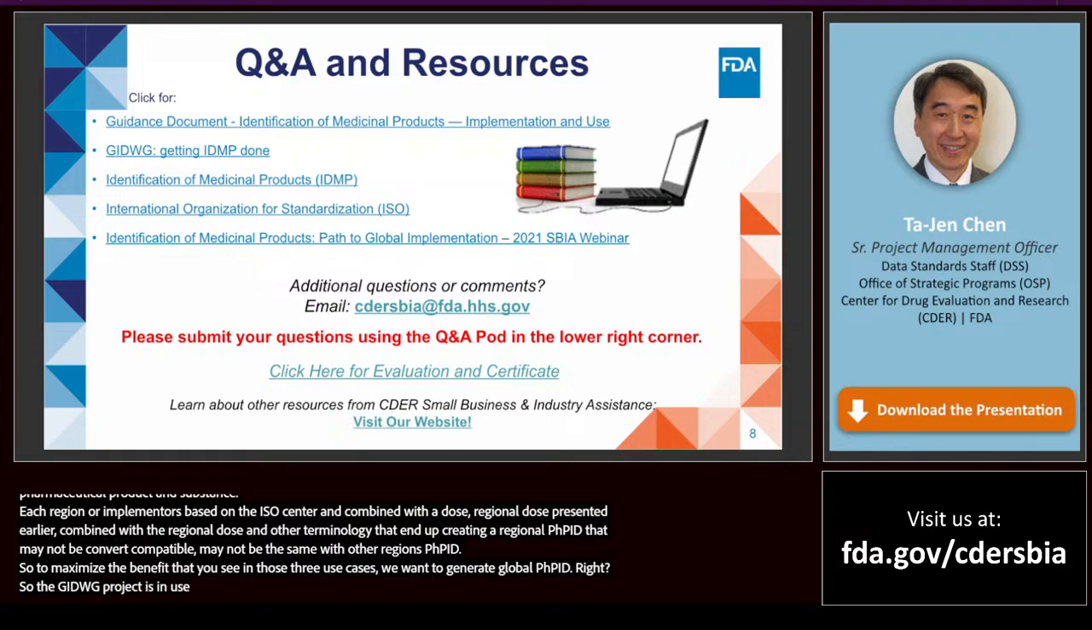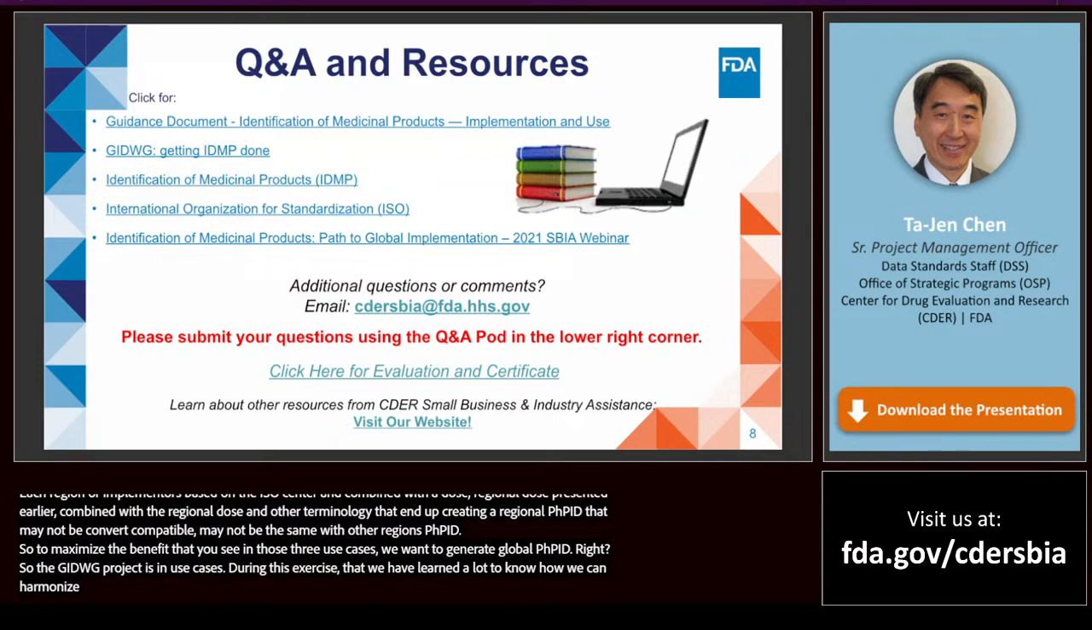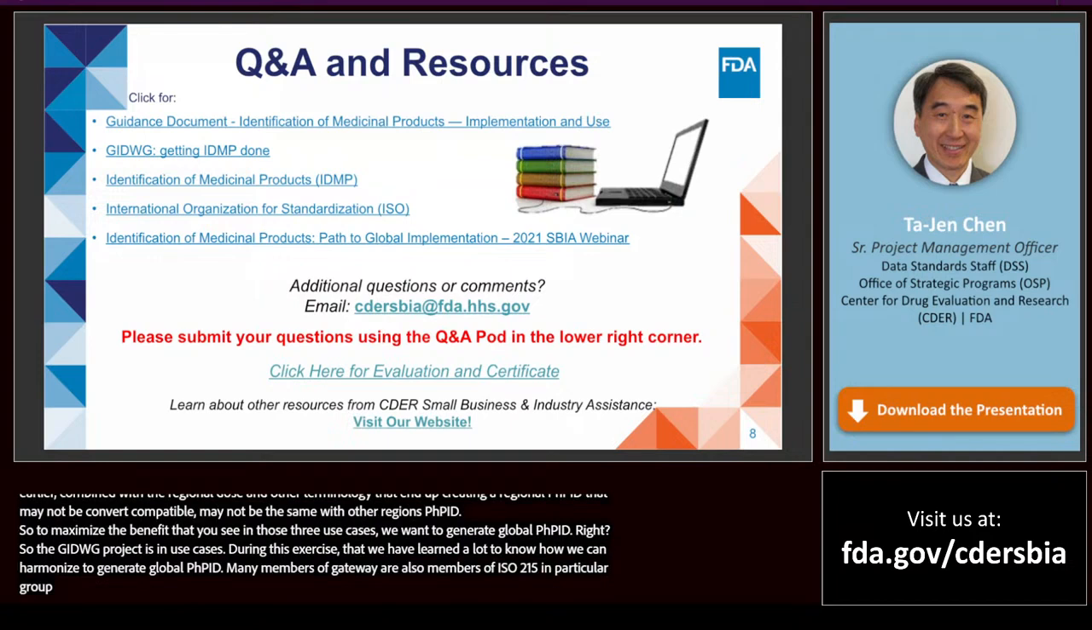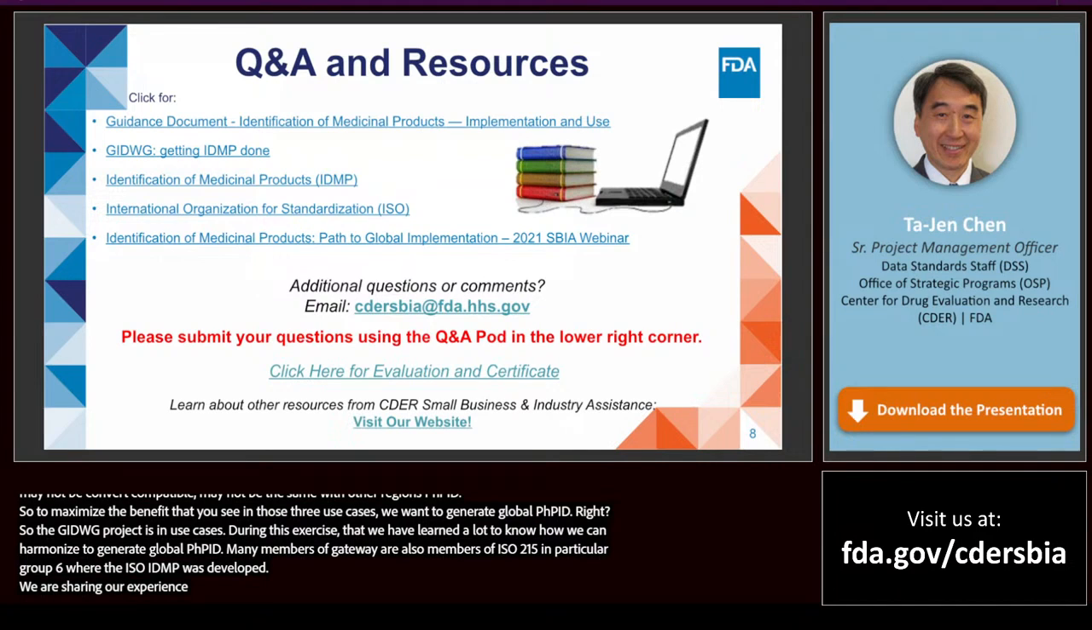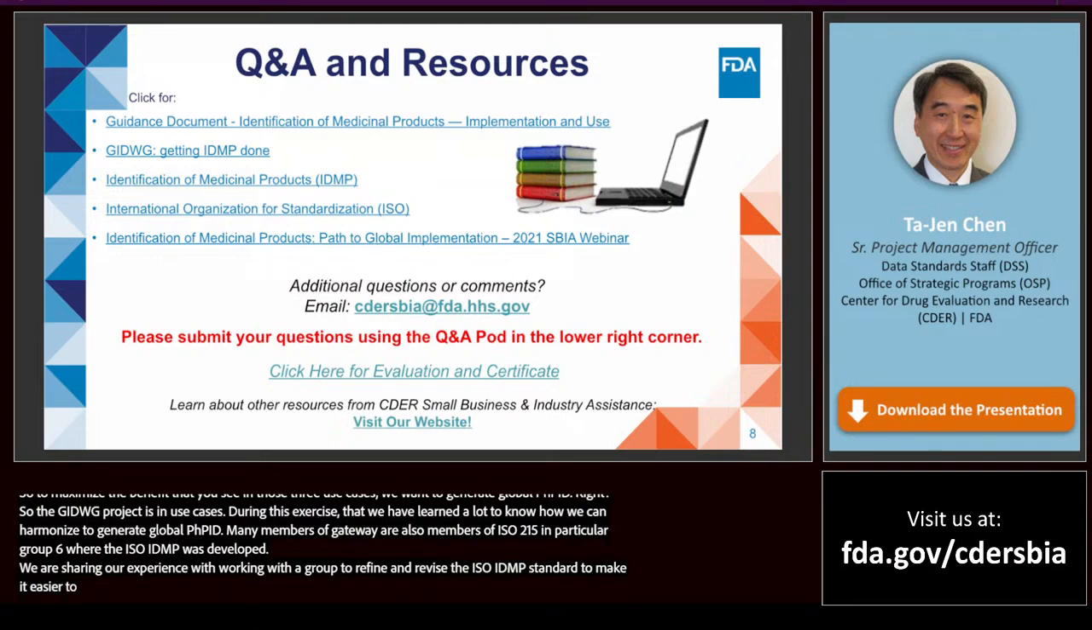During this exercise, we have learned a lot about how we can harmonize to generate a global PHPID. Many members of GIDWG are also members of ISO TC 215, in particular Working Group 6. That's where the ISO IDMP was developed. So we are sharing our experience. We are helping and working with the group to refine and revise the ISO IDMP standard to make it easier to understand, easier to implement, and easier to harmonize.